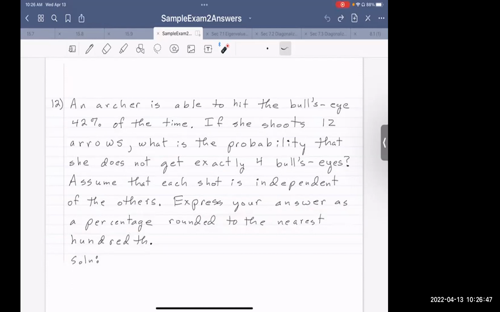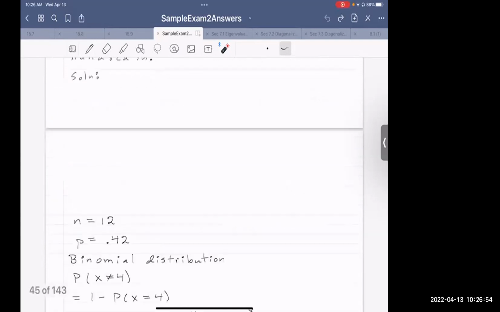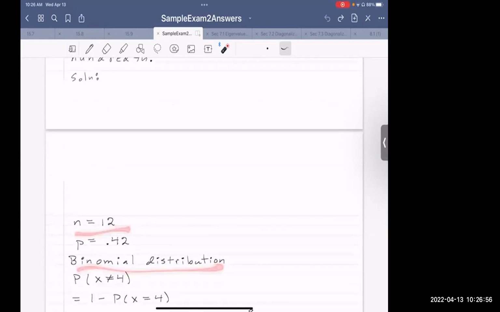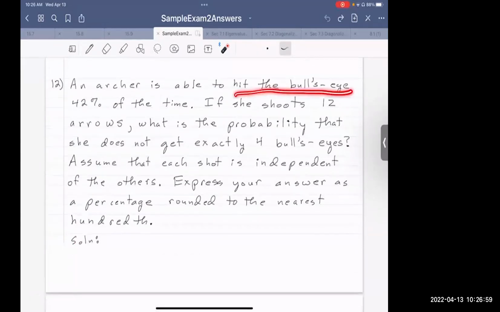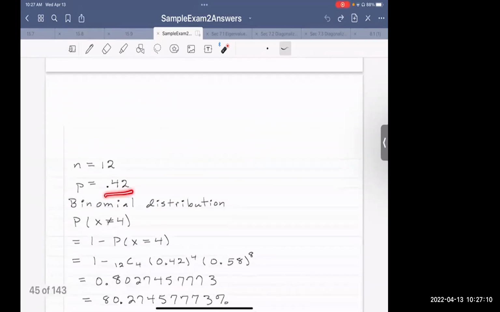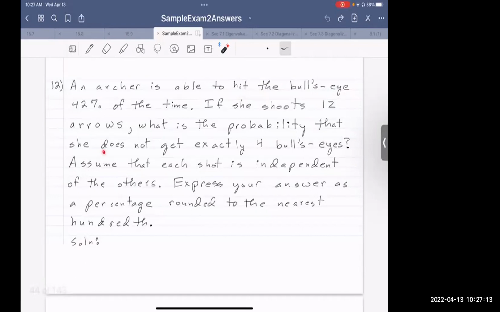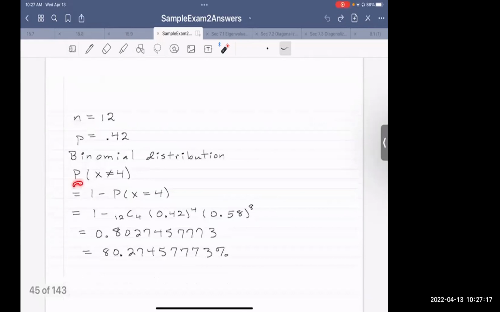So in this case, we have that this is a binomial distribution. We have a fixed finite number of independent trials, 12. The success is that the archer hits a bullseye. The probability of success is 0.42. We want to find the probability that she does not get exactly 4 bullseyes. So I want to find the probability that X is not equal to 4.